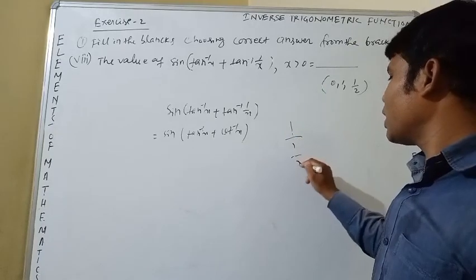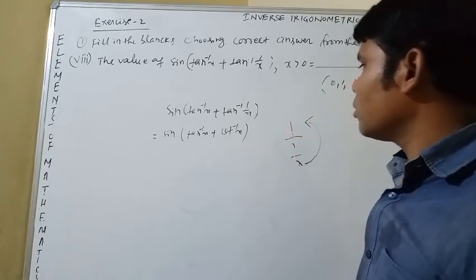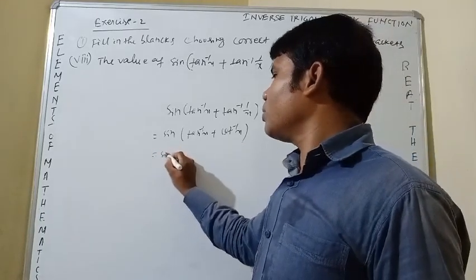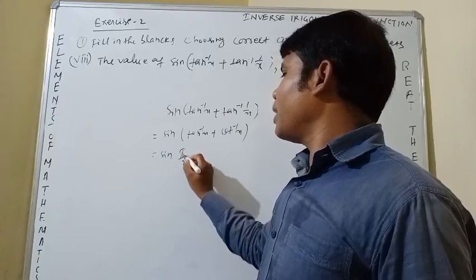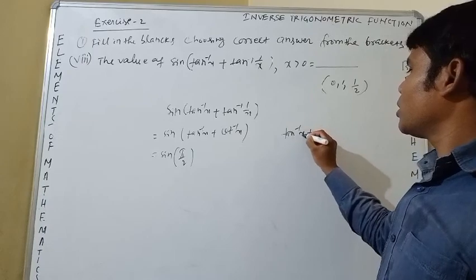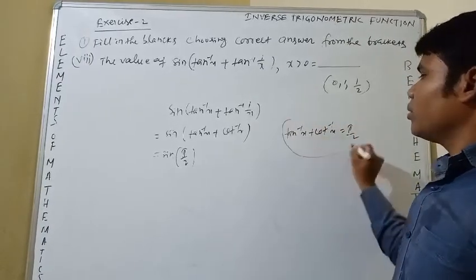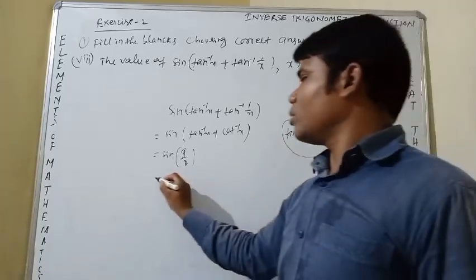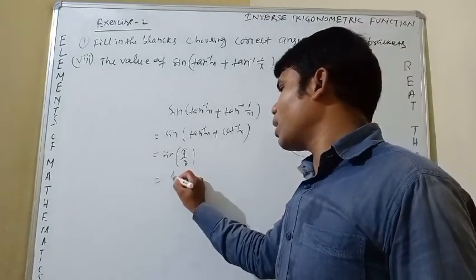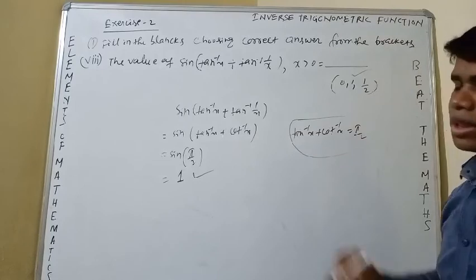This will go to numerator, so tan inverse x plus cot inverse x is equal to how much? Pi by 2. You know the formula: tan inverse x plus cot inverse x is equal to pi by 2. So sin pi by 2, sin 90, is equal to how much? 1. The correct option is 1. Pause the video, note it down.